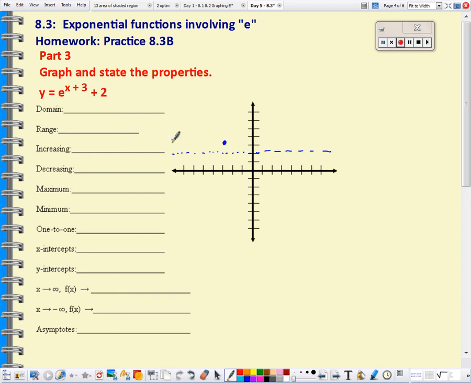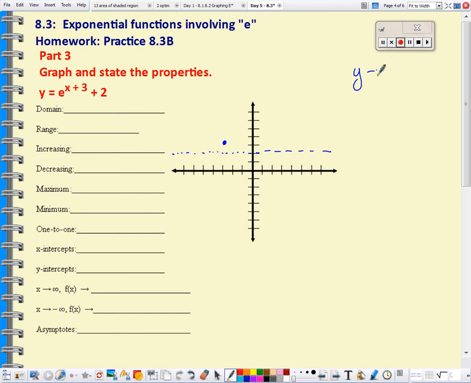Now the question is, is it a growth function or a decay function? So let's think. The base of e is 2.7, which is more than 1, so it's a growth. And this is just a sketch, it's not exact. And actually, I'm sorry, down here, since we asked for intercepts, let's find the y-intercept, and then I can graph that.